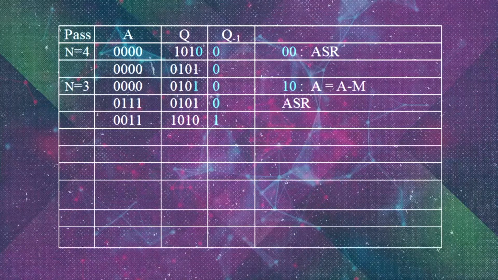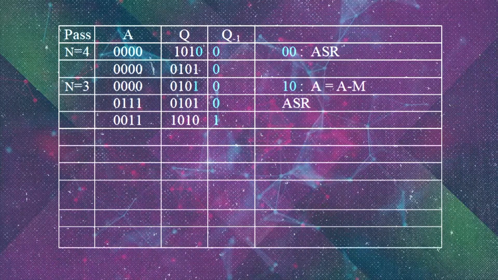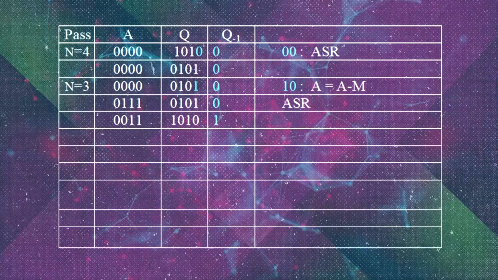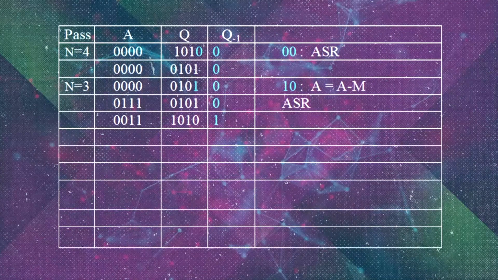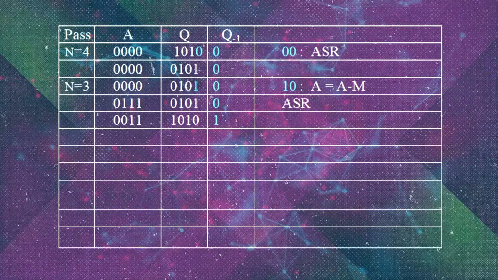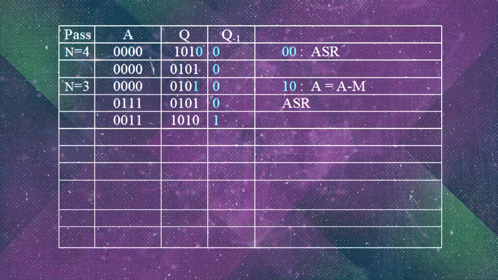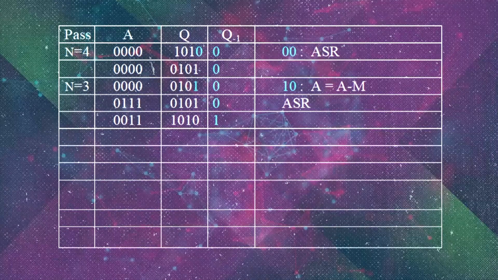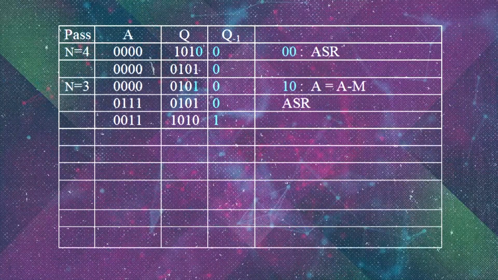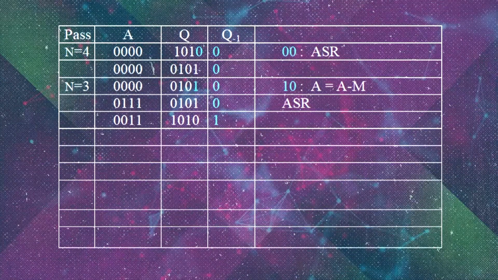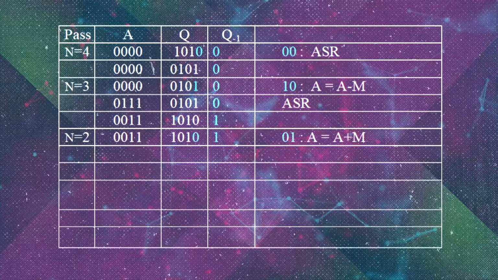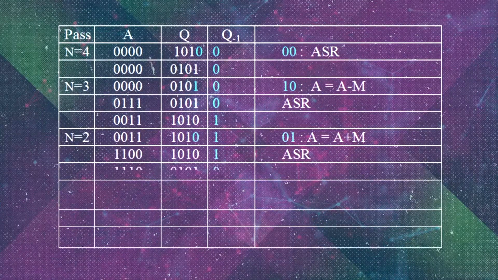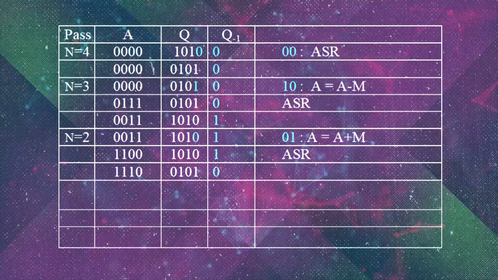Now, we have to apply ASR on current AQ and we get 0 0 1 1 1 0 1 0 1. By now, we completed 2 iterations. Now, the value of A is 0 0 1 1, Q is 1 0 1 0 and Q minus 1 is 1. Again decrement n by 1, as it is not 0, we continue checking values of Q naught Q minus 1, it is 0 1.